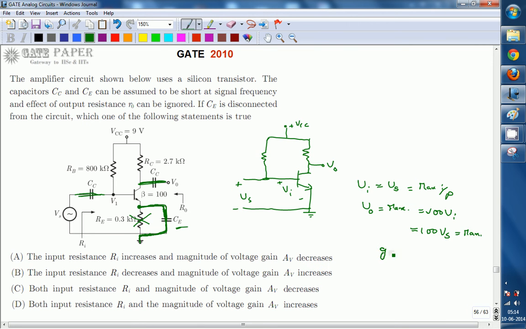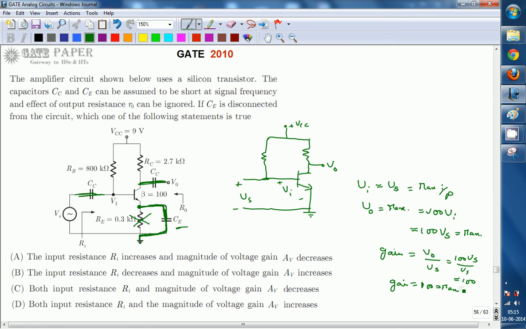So the gain is V0 divided by Vs, that implies 100 Vs divided by Vs, so you get 100. That is also the maximum gain, which is equal to beta. So the gain is 100, that is also maximum. So maximum gain is possible whenever CE is considered and acting as a short circuit, because the effective input signal for the BJT is exactly equal to the applied input signal.